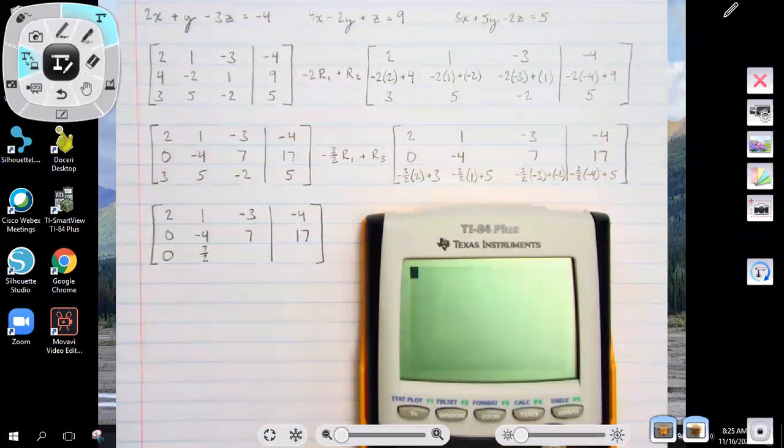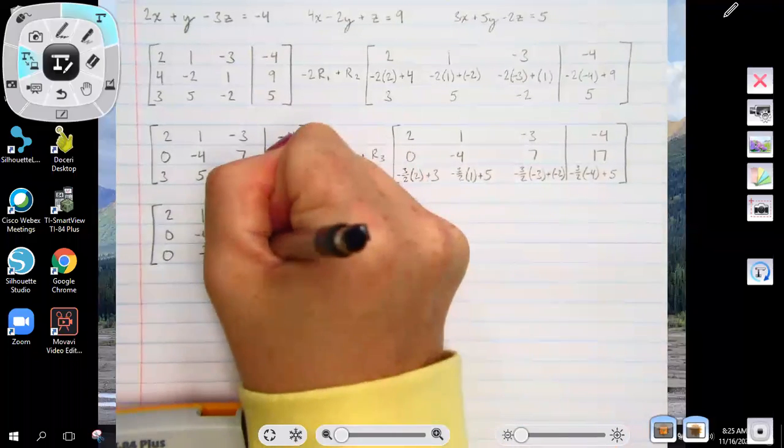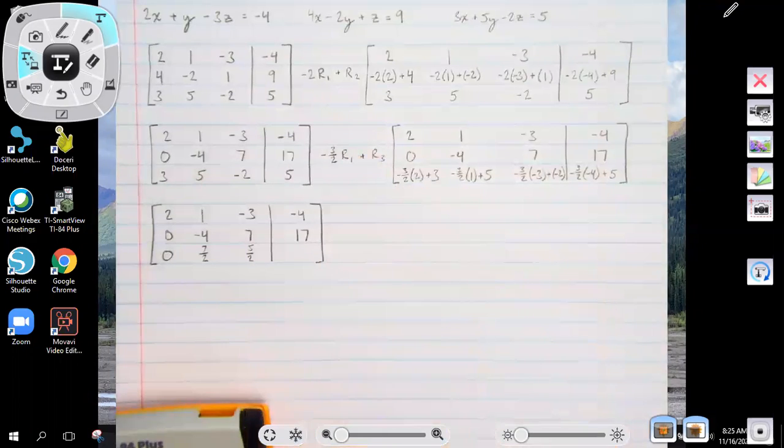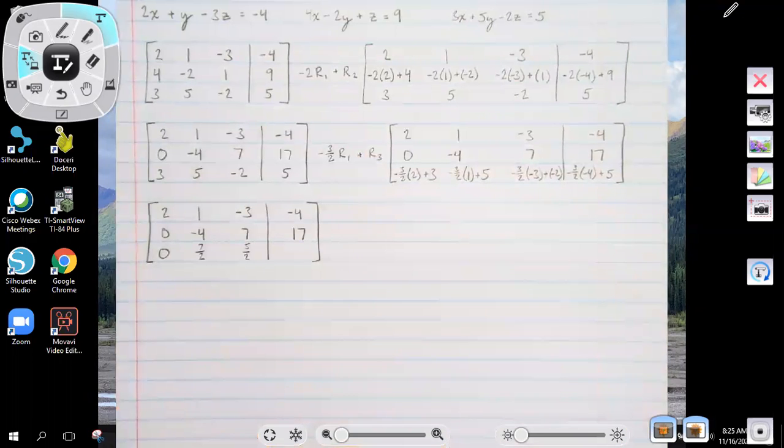Okay, the next one, -3/2 times -3 is 9/2 plus -2 or minus 2, 5/2. Last one, -3/2 times -4 is 12/2, which is 6, plus 5 is 11.